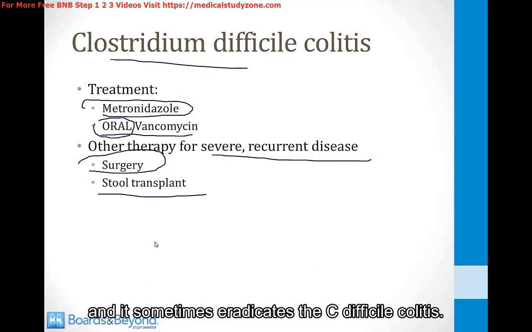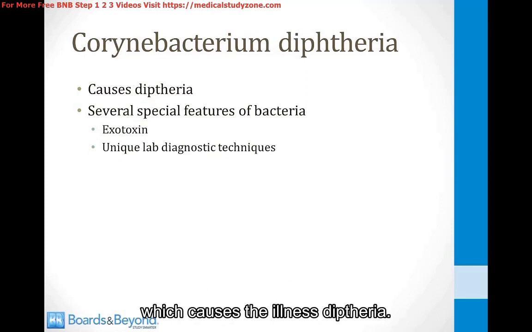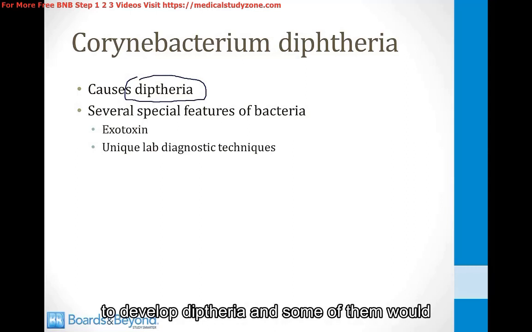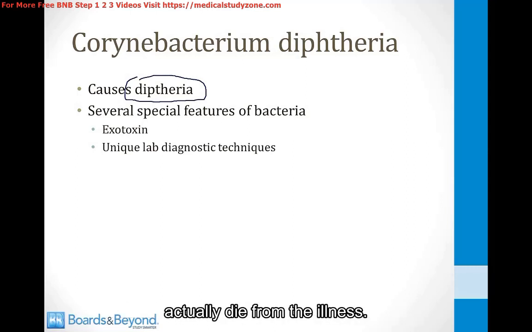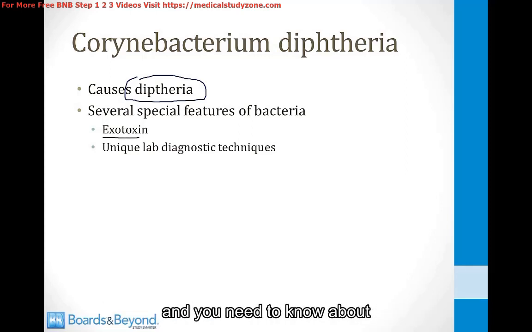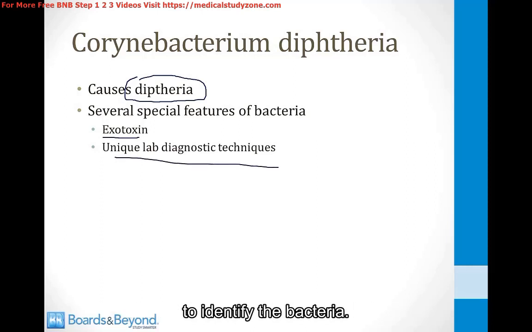The next gram-positive we're going to discuss is Corynebacterium diphtheriae, which causes the illness diphtheria. Diphtheria is very rare in the modern era, but decades ago many children used to develop diphtheria, and some of them would actually die from the illness. Diphtheria has a couple of special features that you need to know, especially for Step 1. You need to know about its exotoxin, and you need to know about some of the unique lab diagnostic techniques used to identify the bacteria.